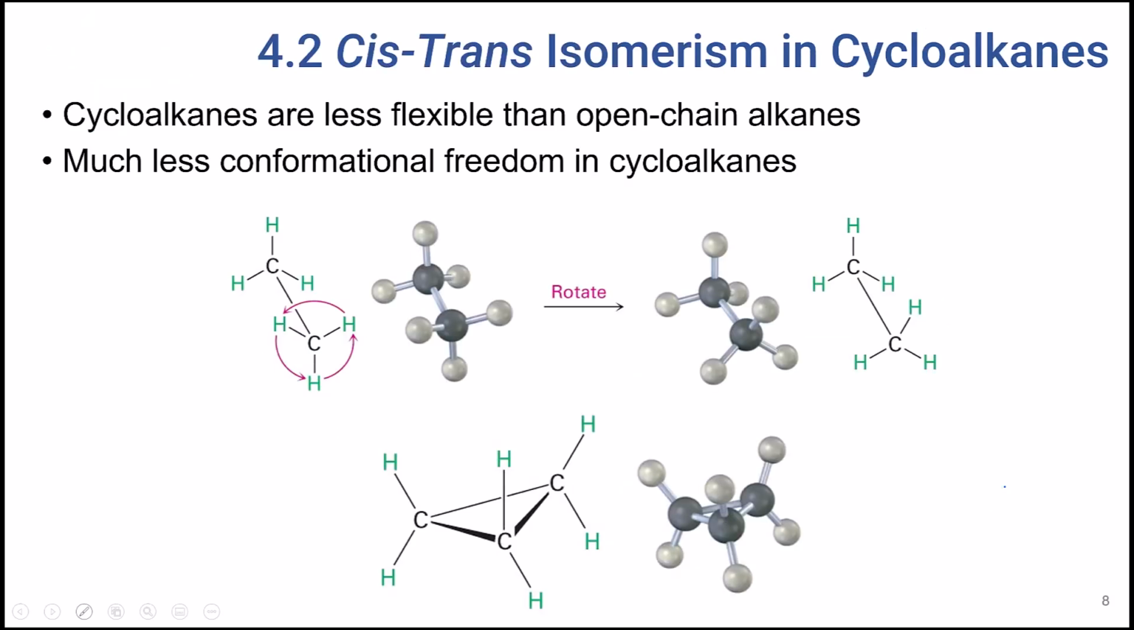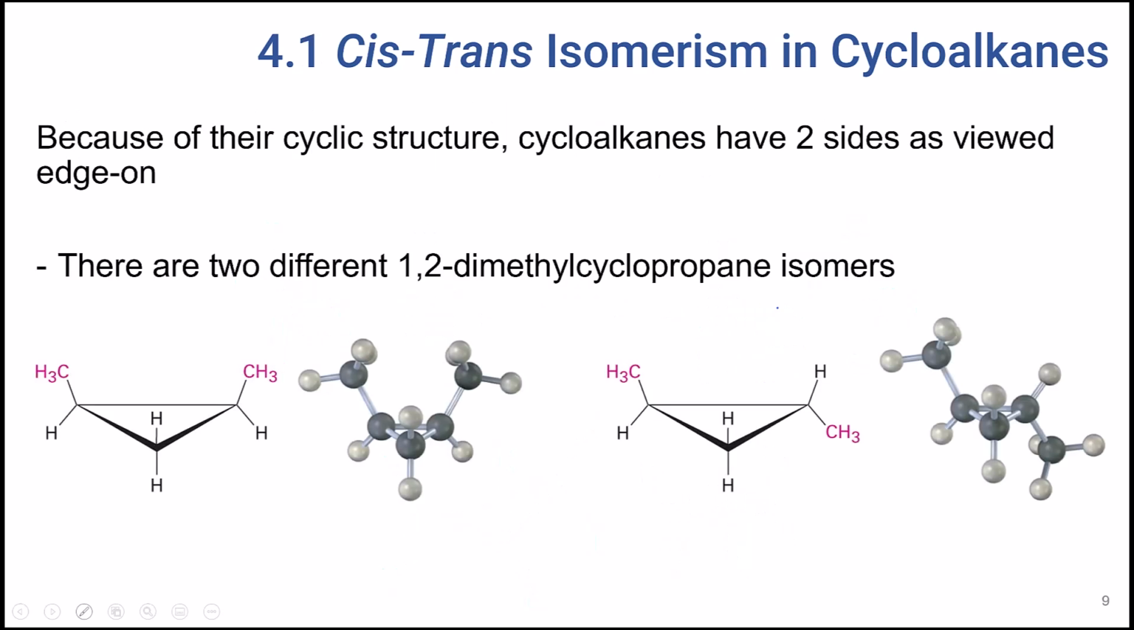When we have rings, these ones are not as flexible as open alkane chains, so we don't have as much conformational freedom in cycloalkanes. We can't just rotate it and change the conformation. So you can see our ethane there where it's being rotated around. This has shifted. And then we have cyclopropane. We can't rotate any of those bonds. Because of their cyclic structure, cycloalkanes are often viewed from the side, so we can see a top side and a bottom side.